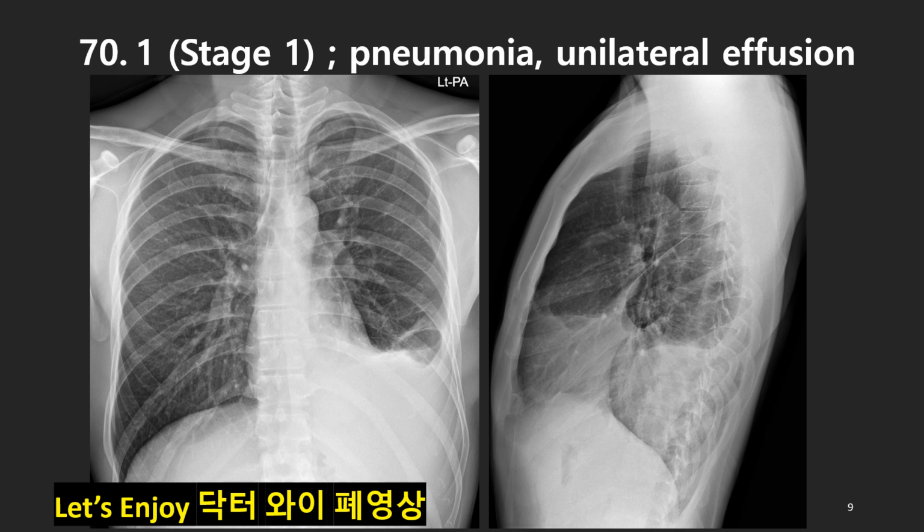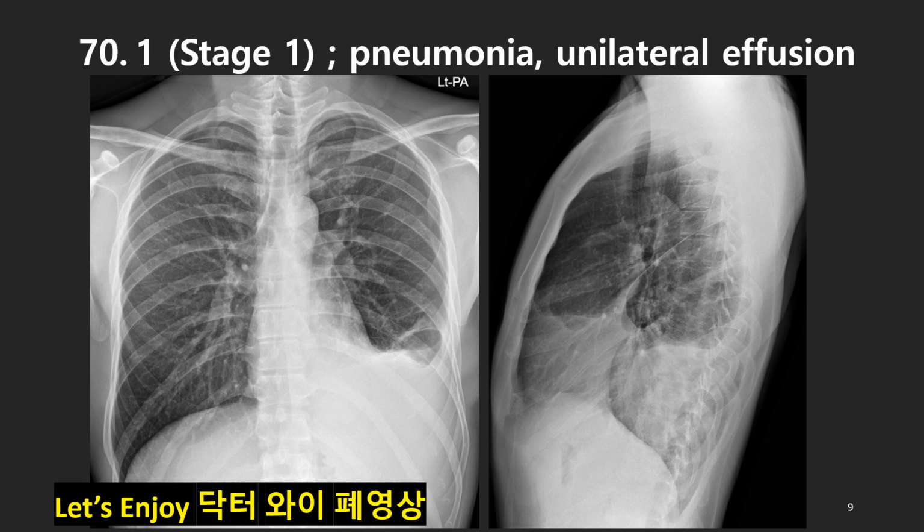Let's get into the photos. First, a stage 1 case, pneumonia with unilateral effusion. A young man on the left side. Chest PA shows us pleural effusion, not with a clean meniscus sign, but somewhat irregular thick density with disappearance of the left hemidiaphragm.